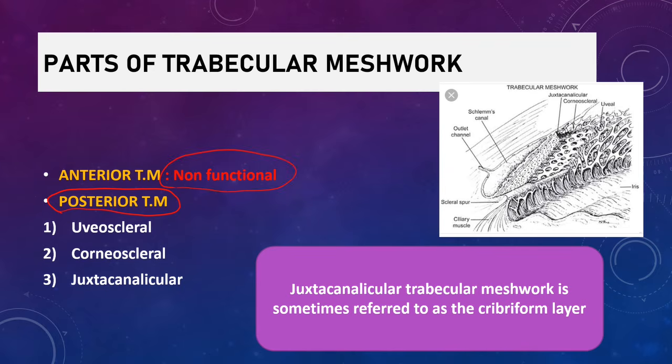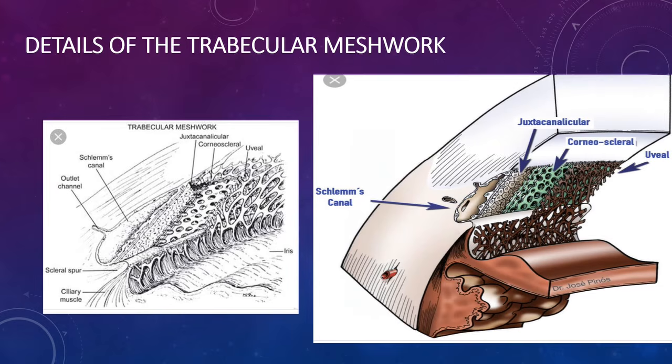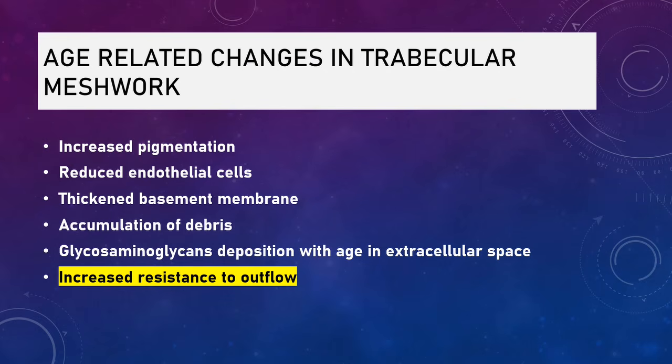And the posterior trabecular meshwork is divided into uveoscleral, corneoscleral and juxtacanalicular, in which the juxtacanalicular is sometimes the most resistant part, and also referred to sometimes as the cribriform layer. Okay, so the juxtacanalicular is present closest to the Schlemm's canal and has the least size of the pores and the maximum resistance. Now there are certain age-related changes which occur in the trabecular meshwork, and this is very important for us to know.